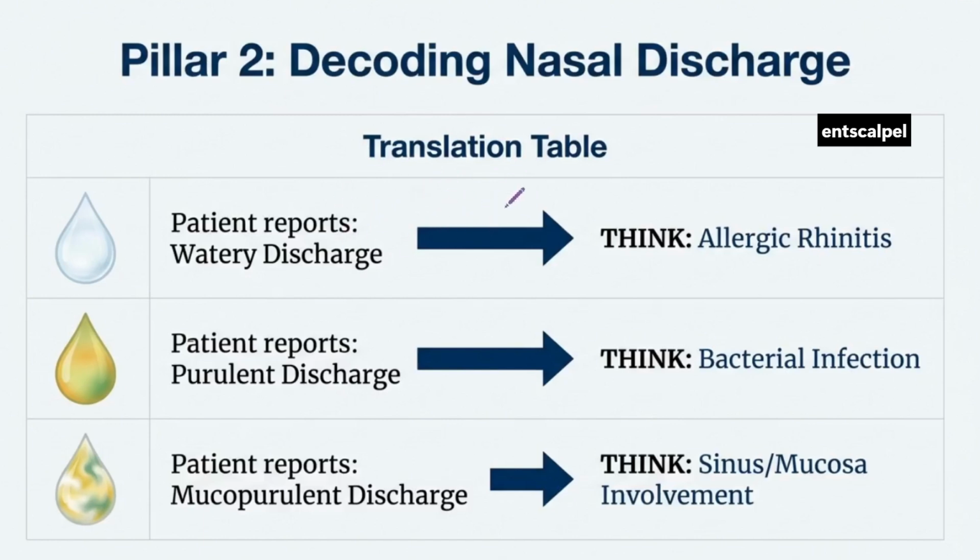Let's start with watery. Seems pretty obvious. Clear, thin, drips like a faucet. If you see this, you're usually thinking one of 2 things, most commonly. Allergic rhinitis. It's that sneezing, itching, watery triad. The body is literally trying to wash the pollen or dust out. It's a hydraulic defense. A fire hose response.